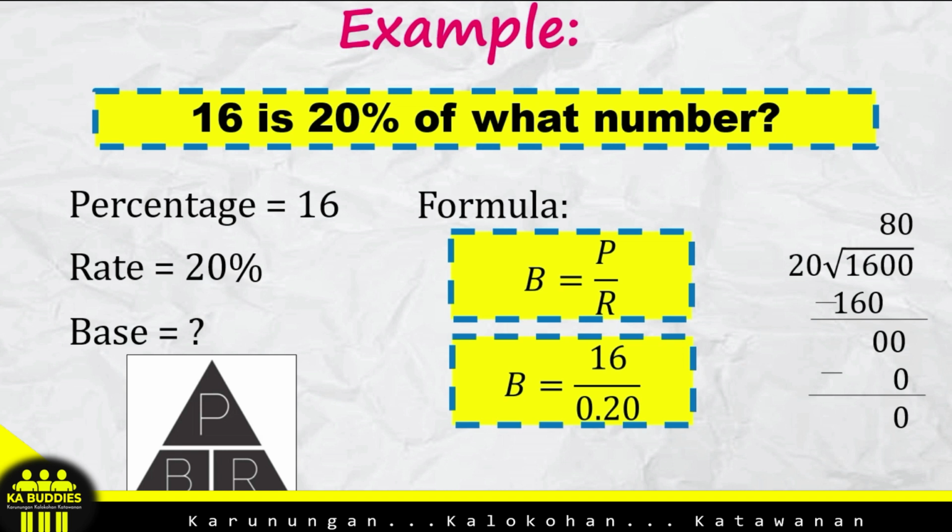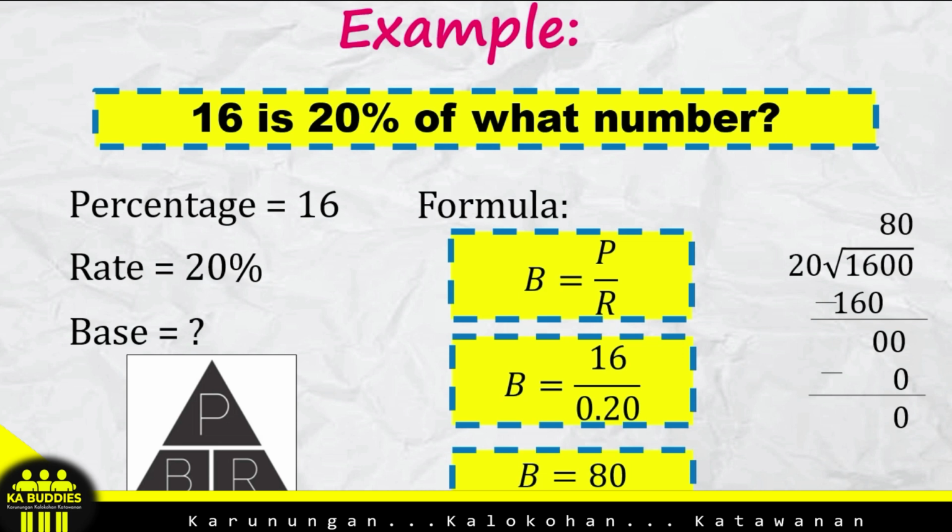160 divided by 20 is 8. 8 times 20 is 160. 160 minus 160 is 0. Bring down 0. 0 divided by 20 is 0. 0 times 20 is 0. And therefore, we have our final answer, which is 80. So the missing base is 80.